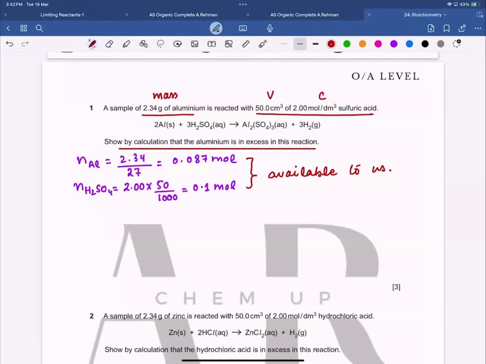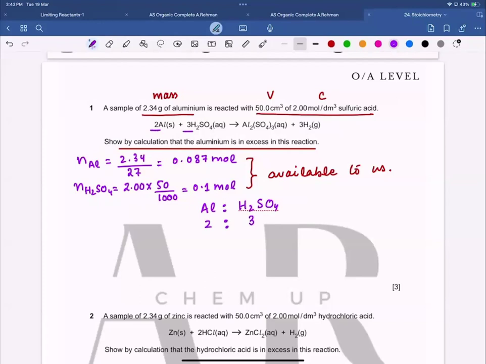Okay. Now, if I take the ratio of aluminium and sulfuric acid, what is their perfect ratio? For 2 moles of aluminium, 3 moles of sulfuric acid is needed. That is the perfect ratio, right? That I have taken from the balanced equation.